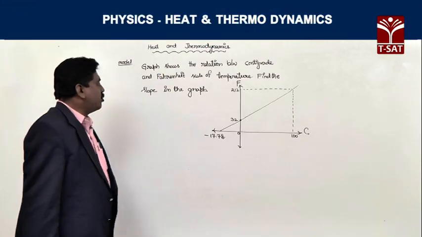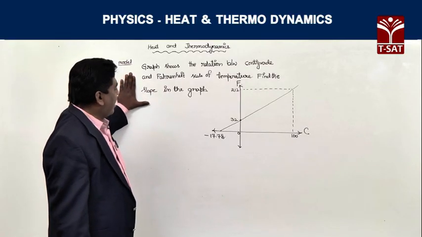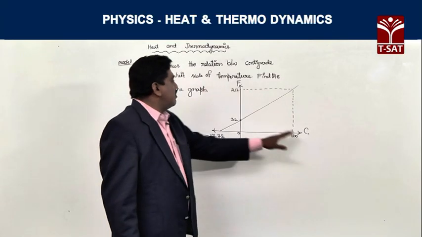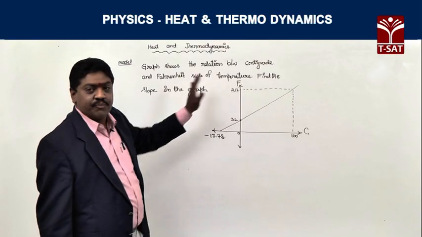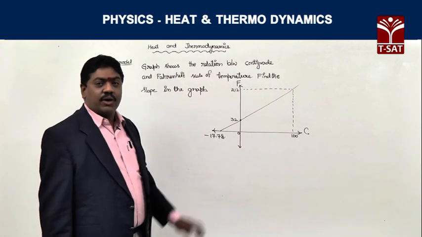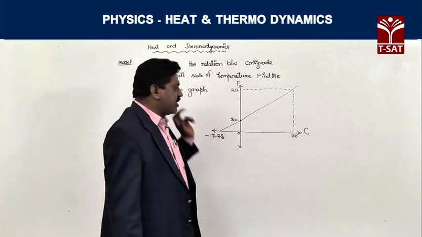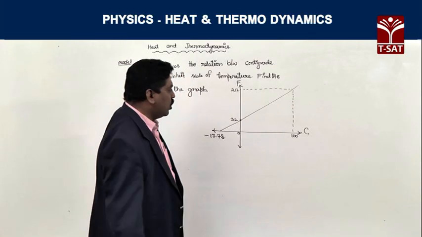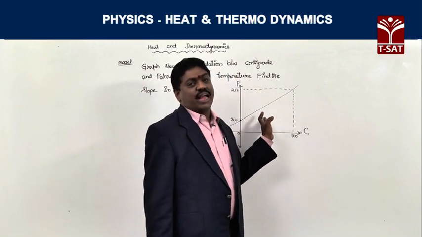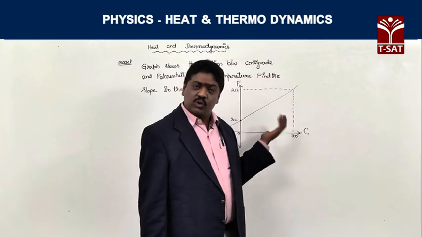Now, let us try another model here. We are trying to understand from the graph right now. The graph shows the relation between the centigrade and Fahrenheit scales of temperature, and we are asked to find the slope of the graph. Usually, whenever we are given such problems, people go with slope m equals tan theta, where tan theta is opposite by adjacent, and they take the values from the graph and try to do this model.